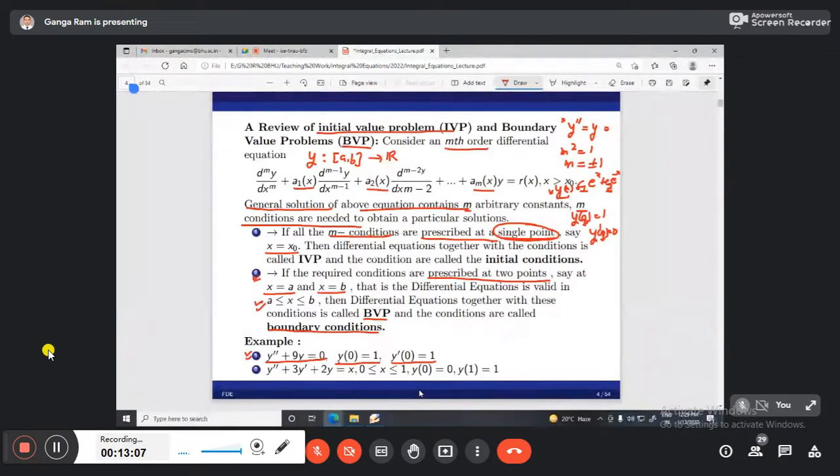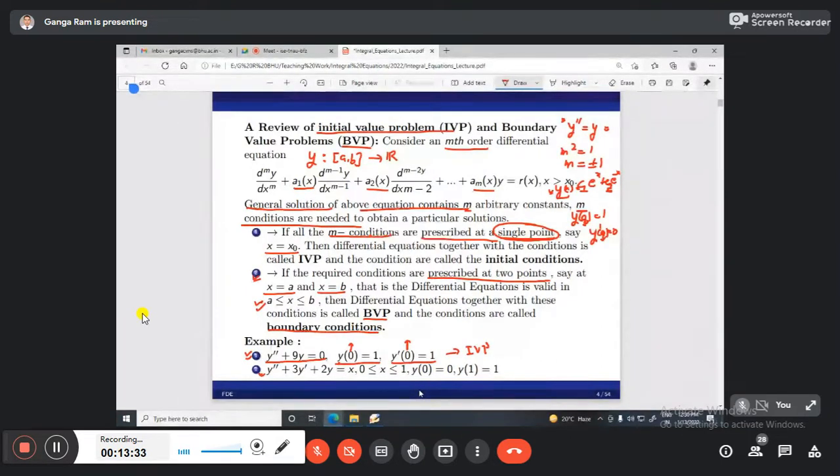You can see that the first condition is defined at 0. Do you agree? And the second condition is also defined at 0. So both conditions are defined at a single point. So this is the initial value problem. Okay, do you agree with this? Yes, sir.